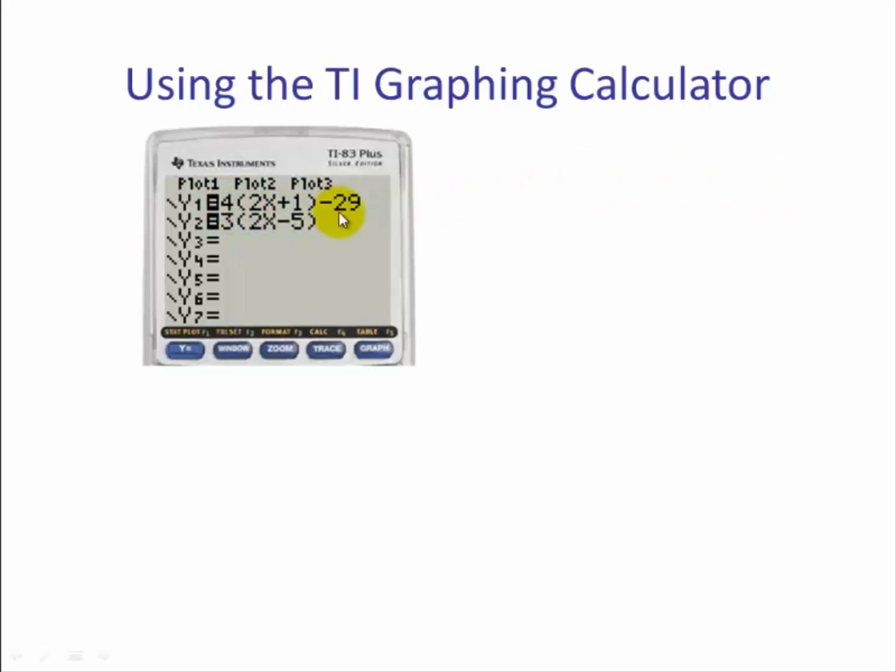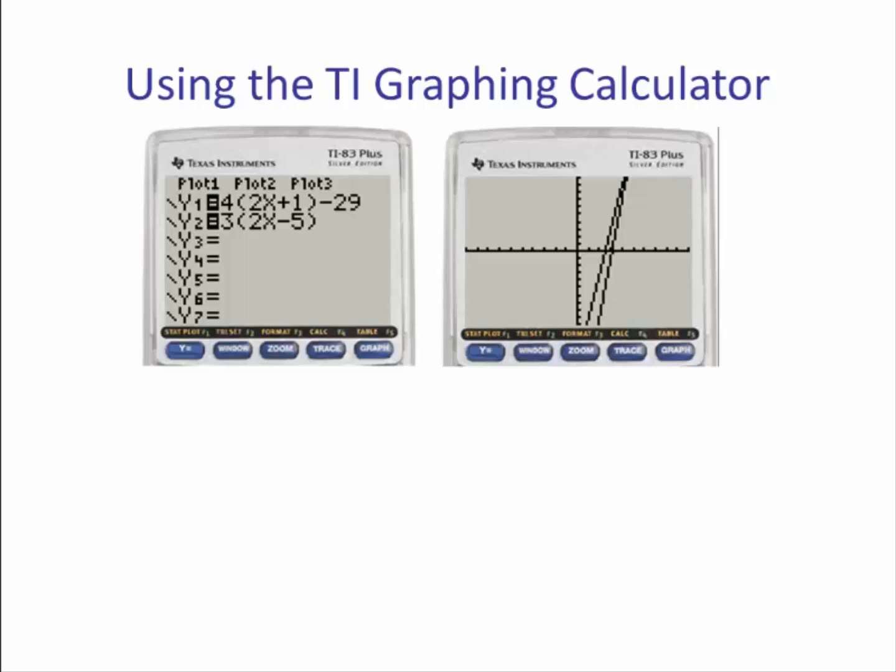We type in the left-hand side in y1, and the right-hand side in y2. We want to make sure that the stat plot is not on. Next we hit graph. Now we can see it's close here, but it's hard to tell exactly where the point of intersection is. So if we hit the window key, that will change our window settings.